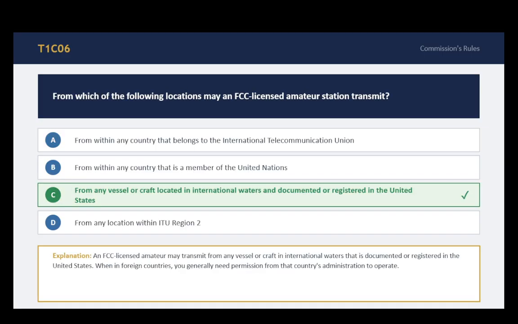From which of the following locations may an FCC licensed amateur station transmit? And the answer is C. From any vessel or craft located in international waters and documented or registered in the United States. An FCC licensed amateur may transmit from any vessel or craft in international waters that is documented or registered in the United States. When in foreign countries, you generally need permission from that country's administration to operate.